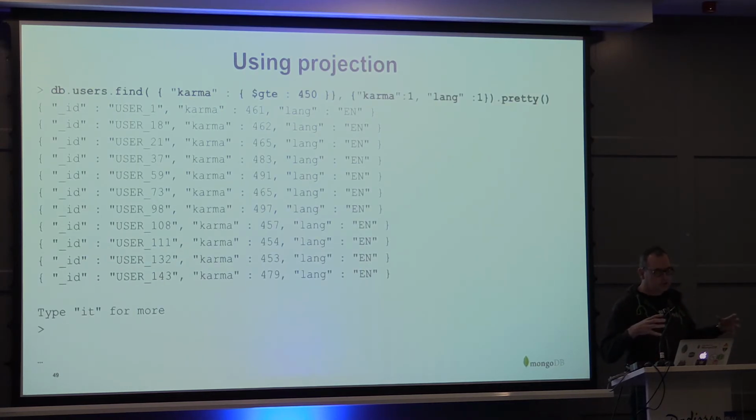And of course, we can then use projections. So the second argument here, karma 1, lang 1, says I only want to see the karma field and the lang field. This again reduces the amount of data returned over the network to your client, so you can reduce the amount of total bandwidth consumed by each query. And now we get something that's a lot easier to read as well in the client.